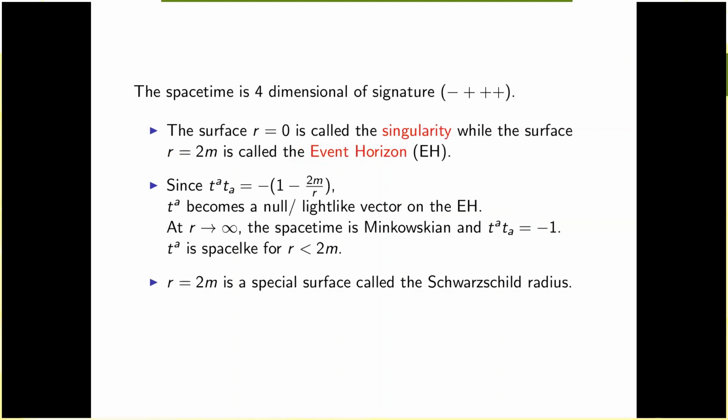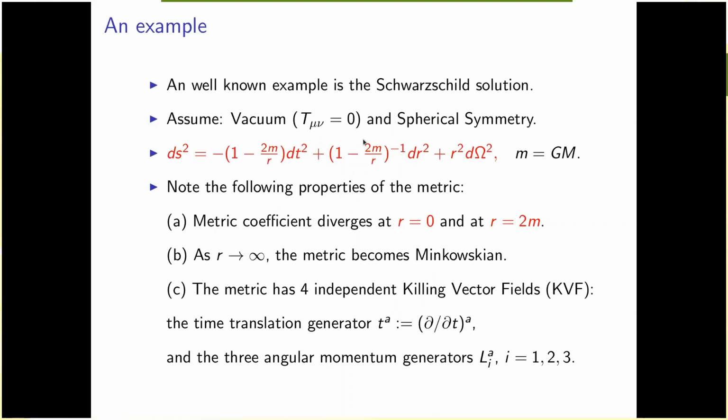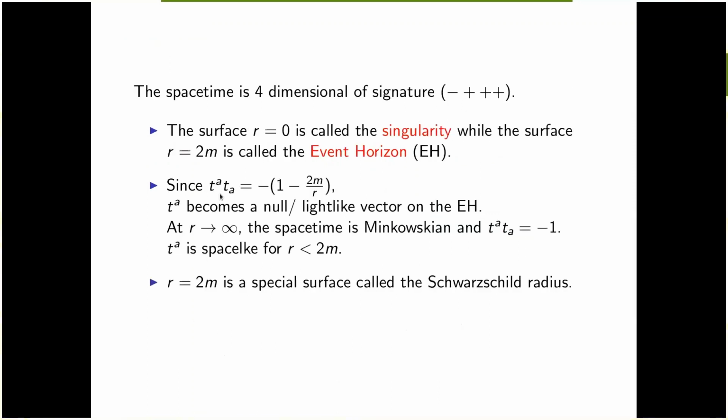Now, as I said, this T^a is the most important for us. From the metric here, the norm of T^a can be obtained, because the time-like translation generator, which at infinity becomes the Minkowskian time, has a norm of 1 minus 2m by r. As you can clearly see, at r equal to 2m the norm goes to 0, which means that the vector T^a becomes a null vector at r equal to 2m.